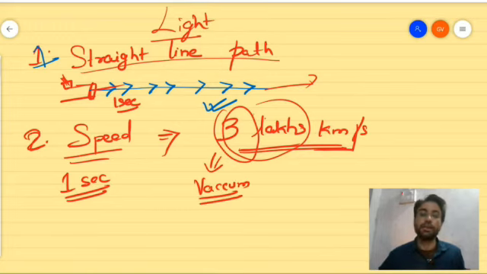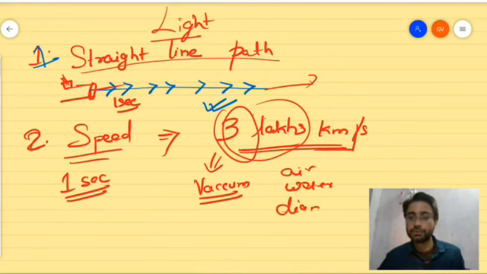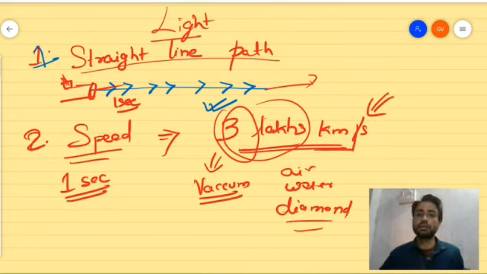The speed of light also varies in different mediums. If light travels in air, water, diamond, the speed of light differs in different mediums. For the time being, we are relating the speed of light with respect to vacuum. So the speed of light in vacuum is nearly 3 lakh kilometers per second.